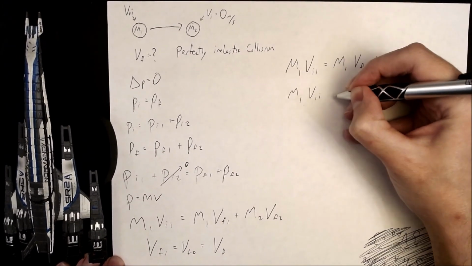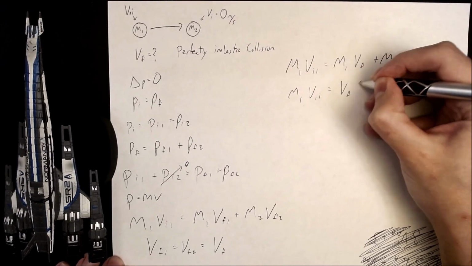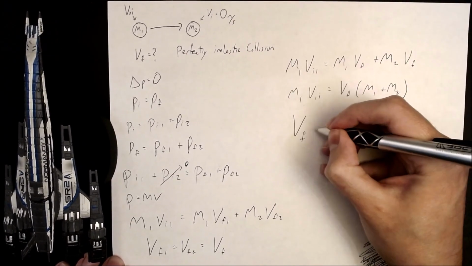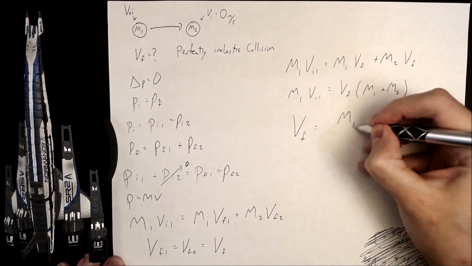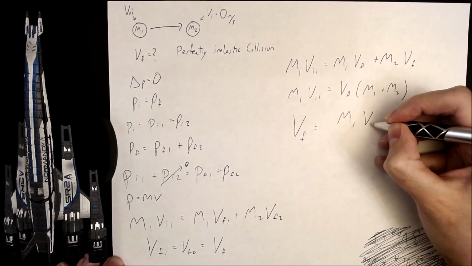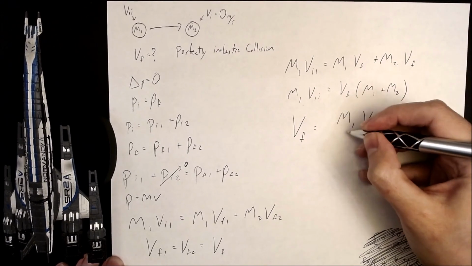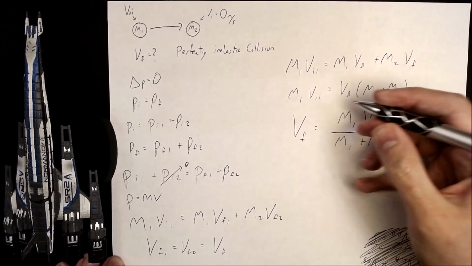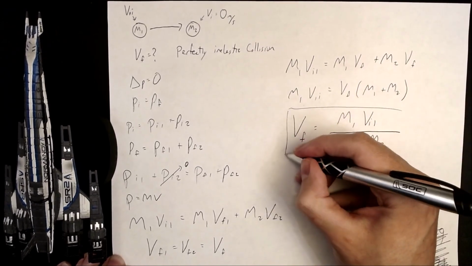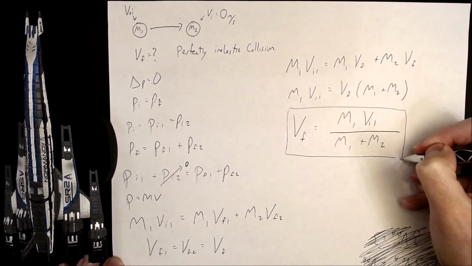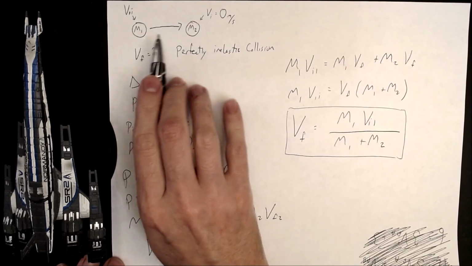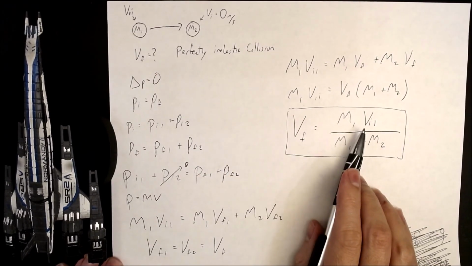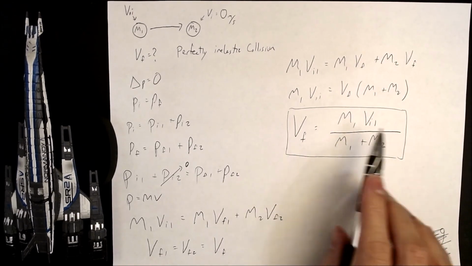M1 V1 initial is equal to V final times M1 plus M2. Algebra: V final is equal to M1 V initial 1 over M1 plus M2. If the two stick together, then this should be the final velocity. If one of them started at 0 and one of them was moving at some initial velocity 1, then really you can just plug it into this.